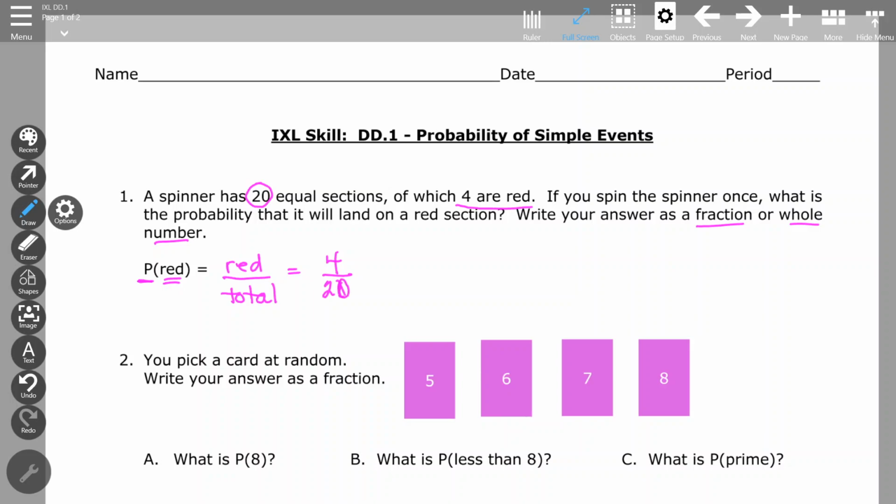So I know that IXL will accept 4 over 20, but remember that if you are doing a test that has multiple choice questions or selections, they might want you to get the simplest form or reduce this fraction. So we need to find the GCF. The GCF of 4 and 20 is the number that we will divide both the top and the bottom number by. They have a 4 in common, so we will divide both by 4. 4 divided by 4 is 1, and 20 divided by 4 is 5. So our answer is 1 out of 5 spins will land on a red section.